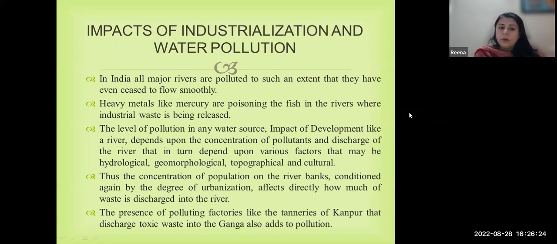The level of pollution in any water source is the direct impact of development. For example, a river depends on the concentration of pollutants and discharges which are released into that river. So this concentration of population and industries on the river banks has led to higher urbanization and presence of polluting factories like tanneries of Kanpur, and discharge of toxic waste into the Ganga river also adds to pollution. These are some of the examples.